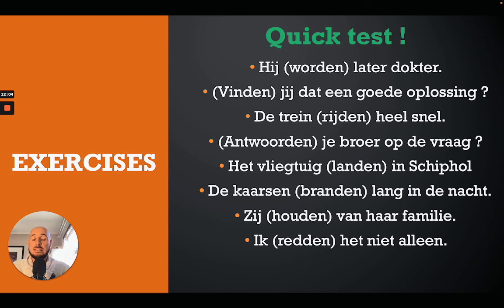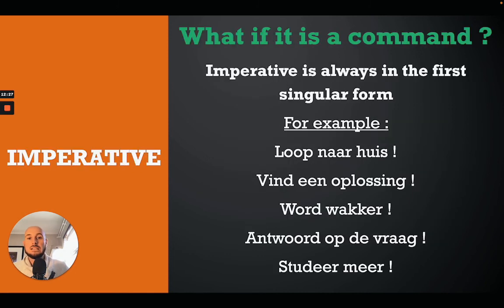Ik, do we have to add a T? No, we do not have to add a T because it's our first form. It's only the second and the third in the singular. So it would be ik red het niet alleen. Ik, R-E-D. Alright, so these were the exercises and the quick test. I hope now these rules become a little bit more clear and give you more confidence on whether to write a T or not.